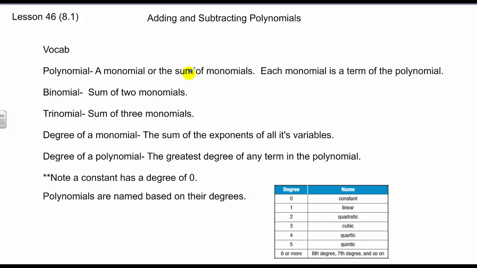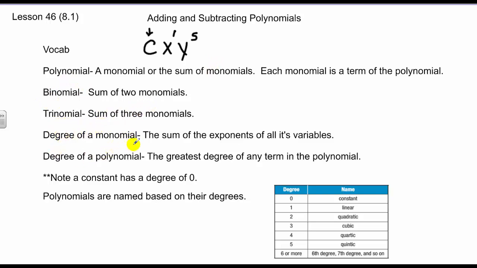Now, we've talked about monomials before. They usually have some form of a constant, some variable, or product of variables, and possibly exponents, something like that. So again, a constant and two variables. A binomial is just the sum of two monomials. A trinomial is the sum of three monomials.